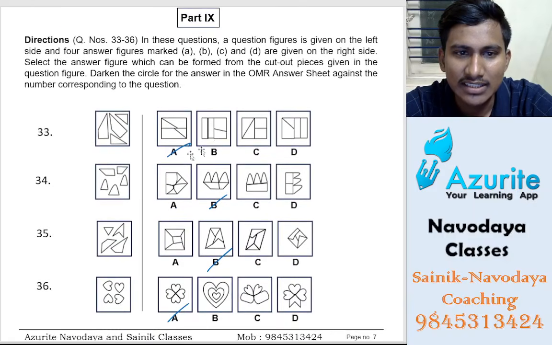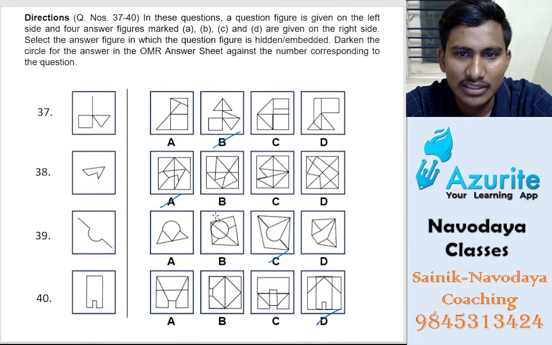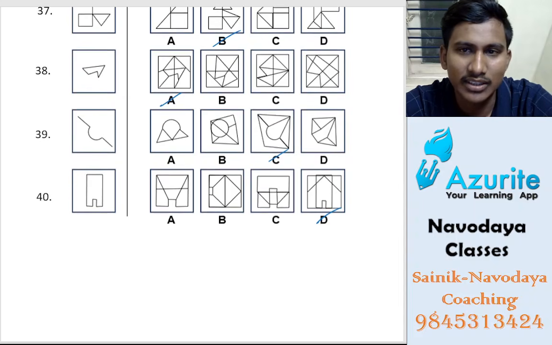33 is A, 34 is B, 35 is B, 36 is A. And then 37 is B, 38 is A, 39 is C, 40 is B, D. So these are the answers. You check it and get your marks.